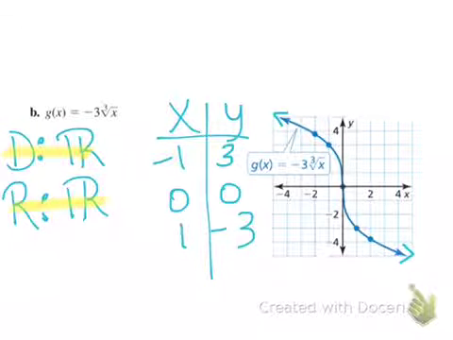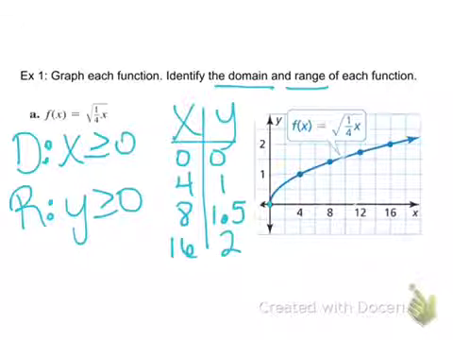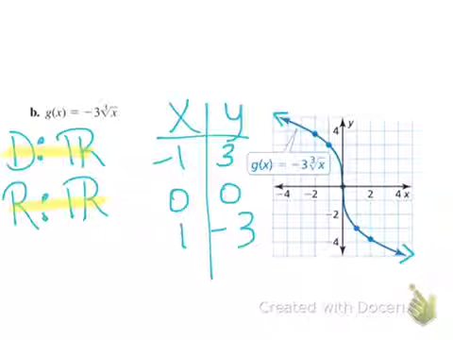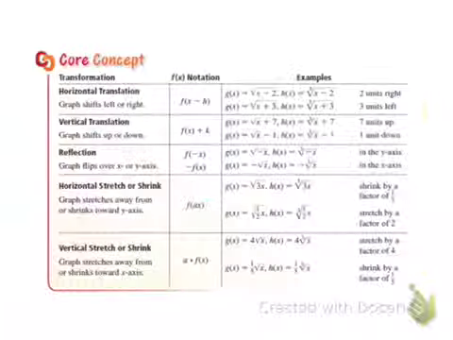Make sure and highlight your answers. We didn't highlight our answers here. And then highlight your graph. If you just want to draw a highlighted box around your graph, that's perfectly fine. You don't have to highlight the whole entire graph.